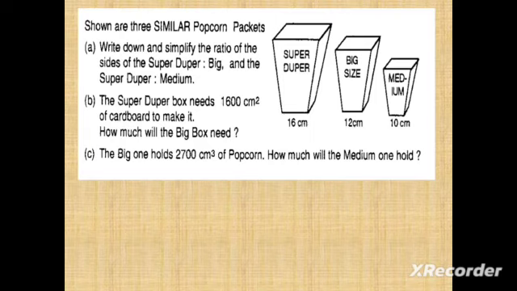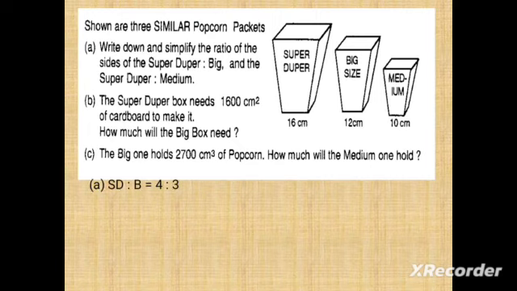Part B, the super duper box needs 1,600 square centimeters of cardboard to make it. How much will the big box need? That is our part B. Finally, part C, the big one holds 2,700 cubic centimeters of popcorn. How much will the medium one hold?